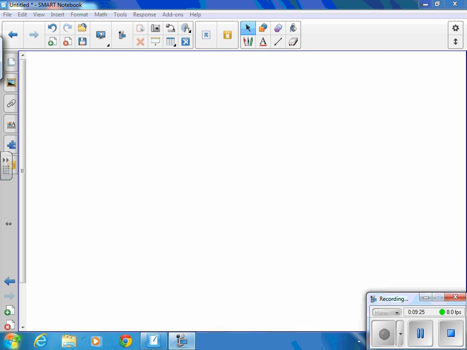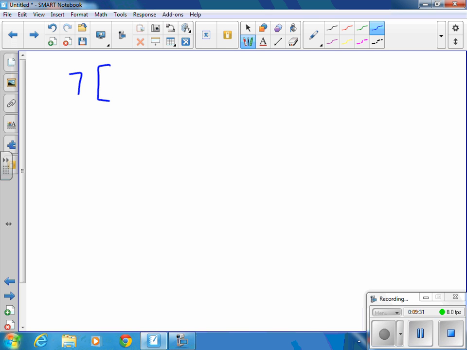Okay, let's practice with another one. Let's say that we have 7 parentheses, or brackets actually, 3 squared minus 2 parentheses 1 plus 2 end parentheses end bracket divided by 7 plus 5 squared.